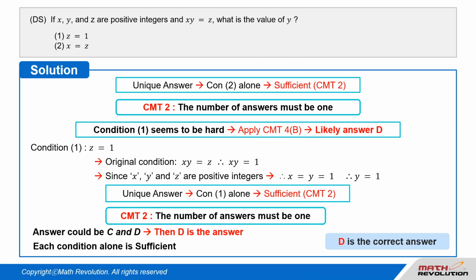There are some questions where both conditions are complicated, and many of us would answer D just because we're not able to solve the conditions. However, in some other questions, one condition is easy and the other condition is difficult. In these questions, we tend to answer A or B, depending on which condition is easy. But the actual answer, in most of these cases, is D. Always keep CMT4B in your mind when solving a question. That's important. The answer is D if condition 2 is easy and condition 1 is hard. Answer: D.